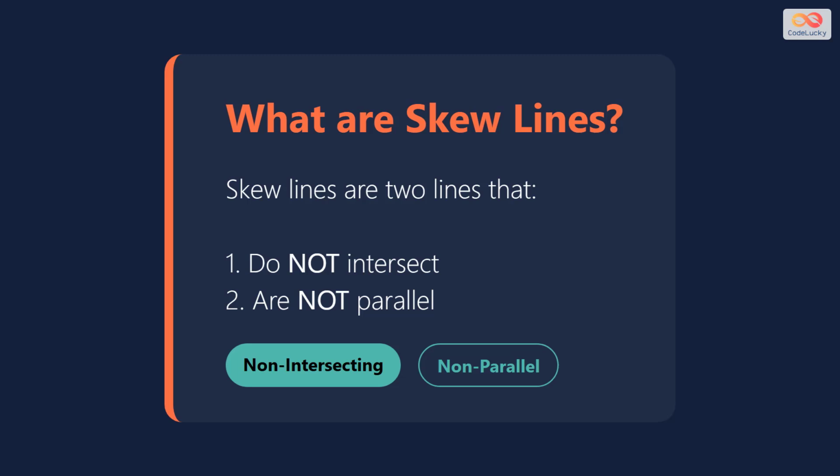This brings us to the definition of skew lines. Skew lines are pairs of lines that satisfy two specific conditions. First, they do not intersect. Second, and this is the important part, they are not parallel. They simply bypass each other entirely.